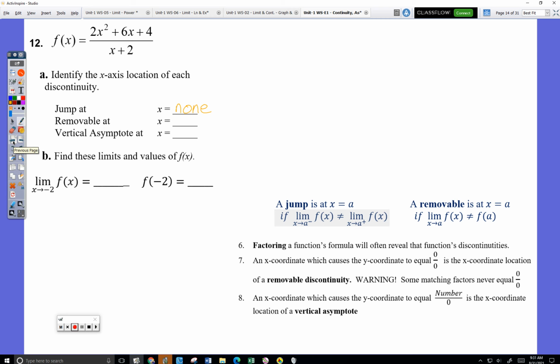Okay, so we go on to the next one. We're supposed to find if there's a removable. Look at your note sheet. The note sheet has a couple of things about removable. One, the notes say that in the case of a removable, the overall limit will be different than the function's value at a given x. But there's also item 7 in the notes and item 6.